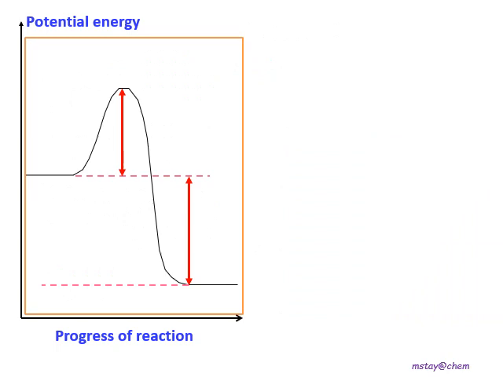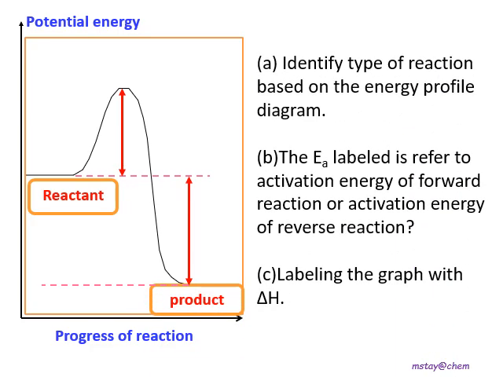Let's look at this energy profile diagram and answer a few questions. As we know, the left hand side always refers to reactants, while the right hand side refers to products. So now let's look at this question. Question A, identify the type of reaction based on the energy profile diagram.